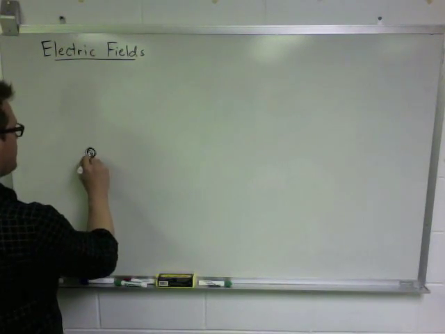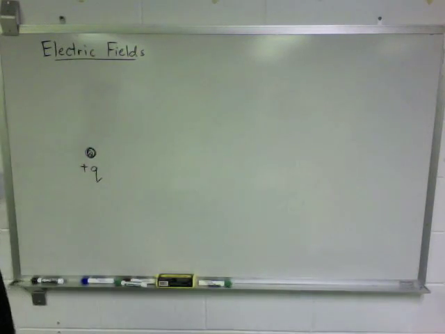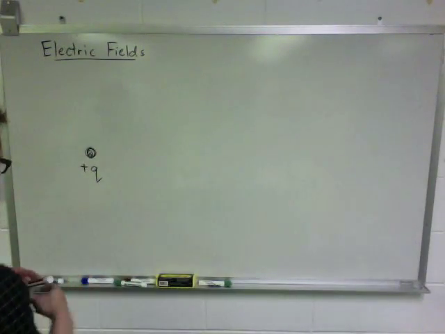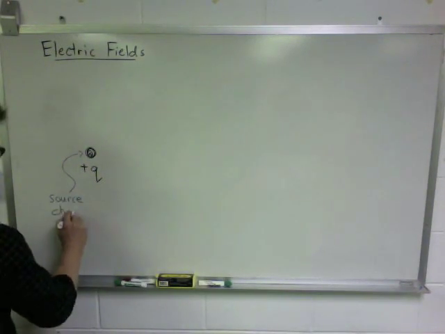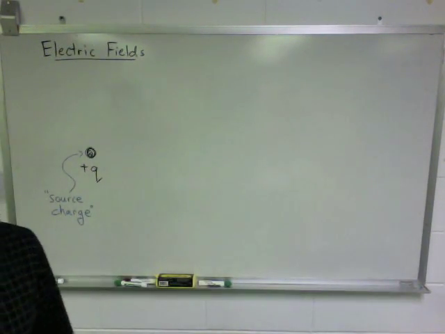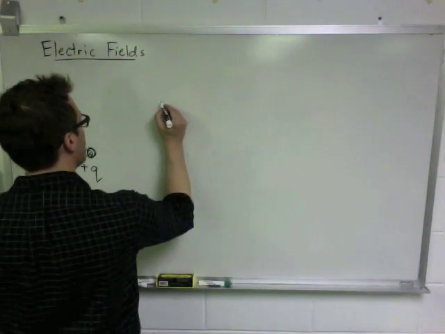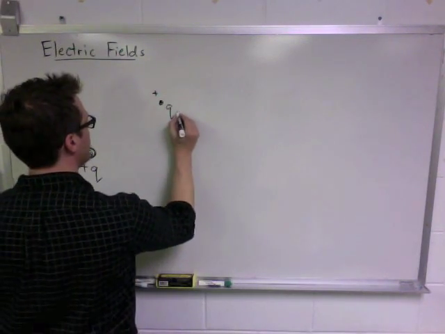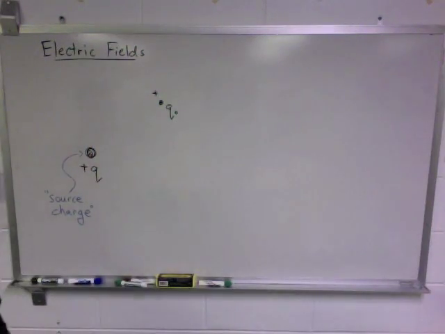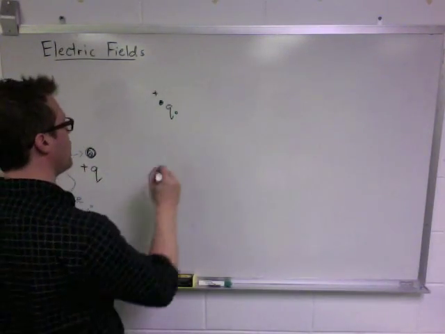Let's say that I have a positive charge. Let's say that it has charge plus Q, so a positive charge. I'm going to call this my source charge, for reasons I'll get to in just a minute. And let's say I've got another charge over here. Let's say it's also positively charged, and I'm going to give this a symbol Q0. And this is a charge I'm going to refer to as my test charge.